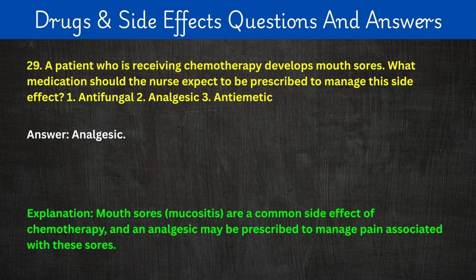29. A patient who is receiving chemotherapy develops mouth sores. What medication should the nurse expect to be prescribed to manage this side effect? 1. Antifungal. 2. Analgesic. 3. Antiemetic. Answer: analgesic. Explanation: mouth sores, mucositis, are a common side effect of chemotherapy, and an analgesic may be prescribed to manage pain associated with these sores.